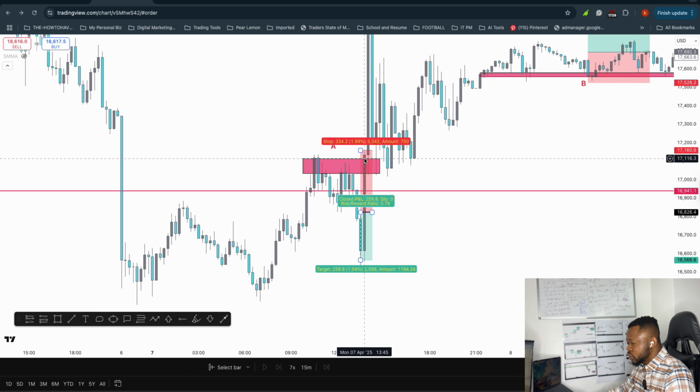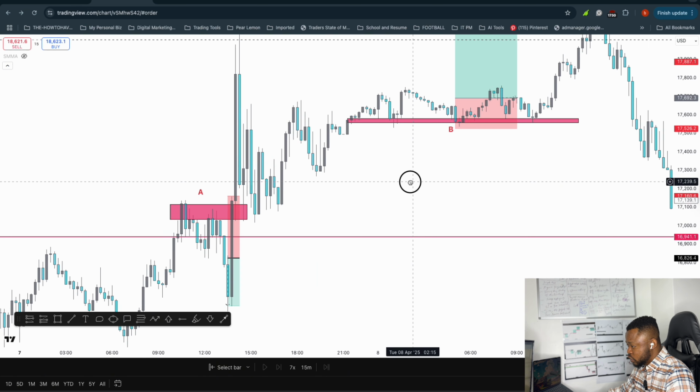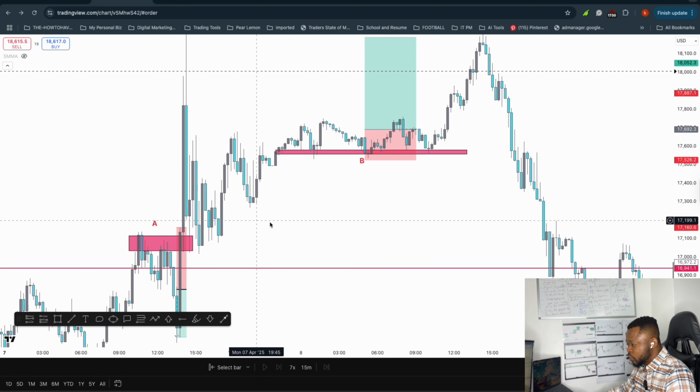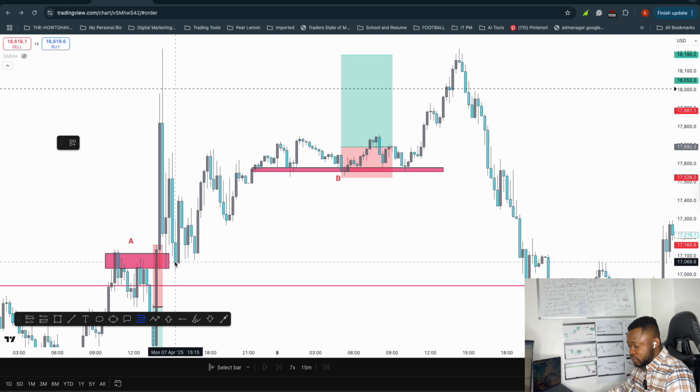So I think I was risking just about 1% on this trade, so it was a loser. But it's an A plus setup, so that's a good setup. So on Tuesday I came in and took a trade here for a buy. My reason for this trade was the same thing.